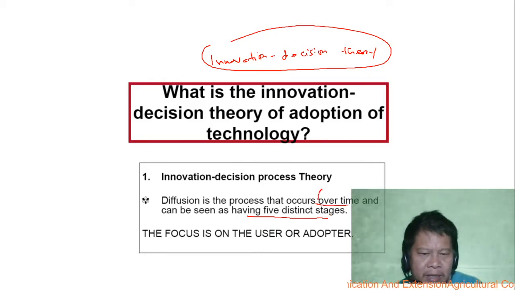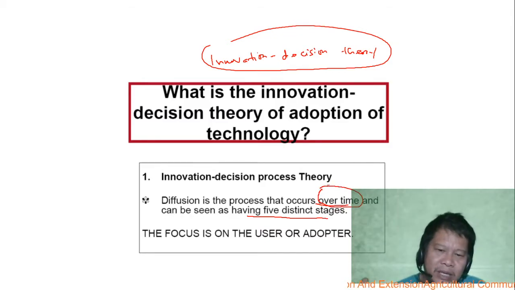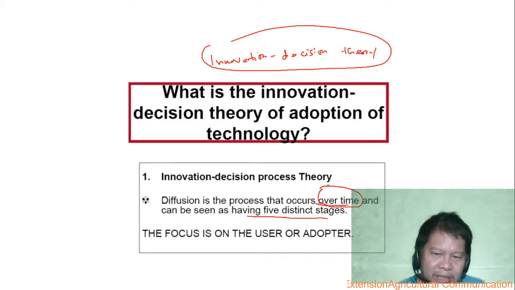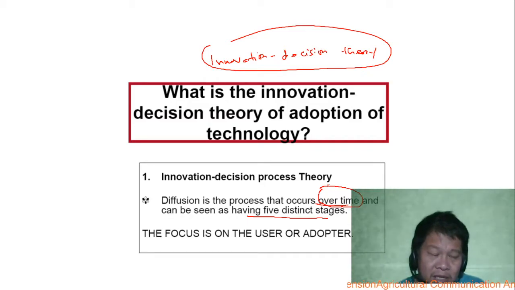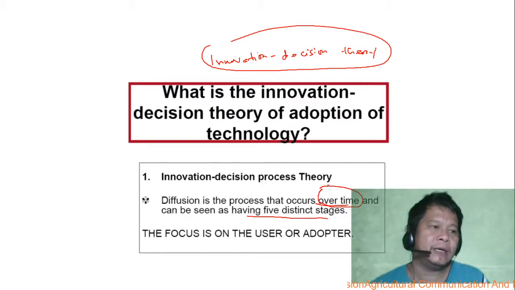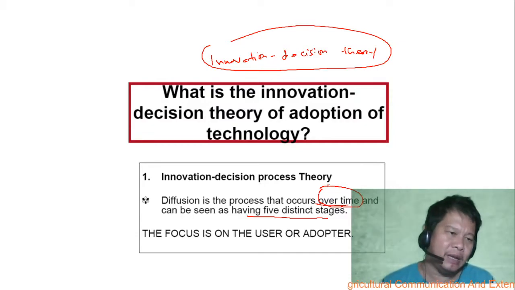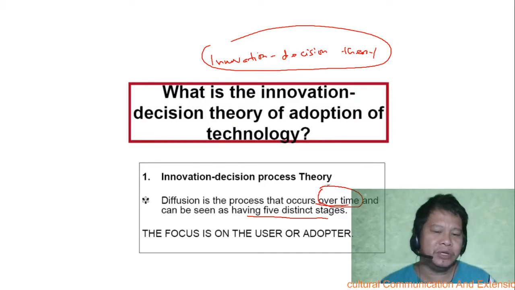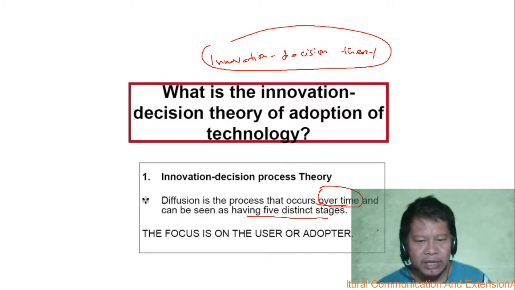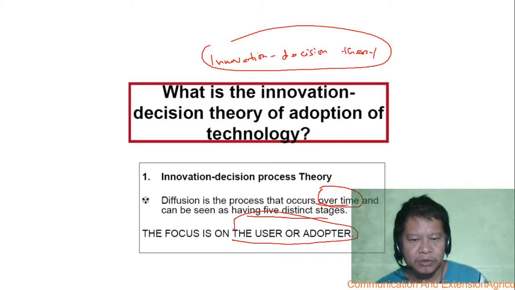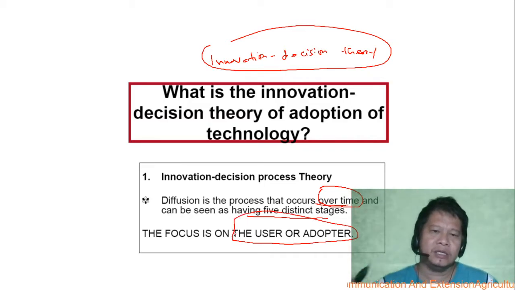That means if the technology is good and more information spreads, more people will adopt over time, when they see that it is a good technology. It has five distinct stages: awareness, interest, evaluation, trial, and adoption or disadoption or discontinuance. The focus is on the users or adopters in the adoption diffusion theory of adoption.